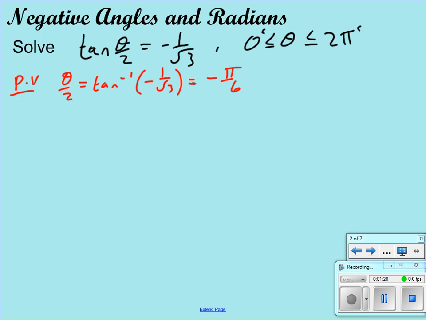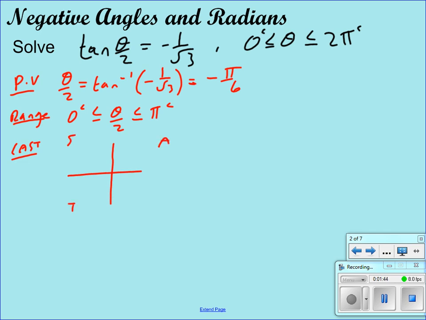Just make sure you've got it in COMP mode, because this is an exact answer, and so I shouldn't be having any decimals at this point. So then we've got our check range step. We don't have theta anymore, we've got theta over 2, so all our theta values need to be divided by 2. We've then got CAST. So, all silly tomcats, yeah?